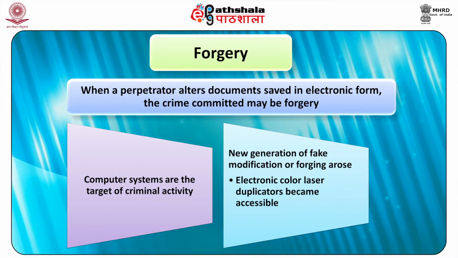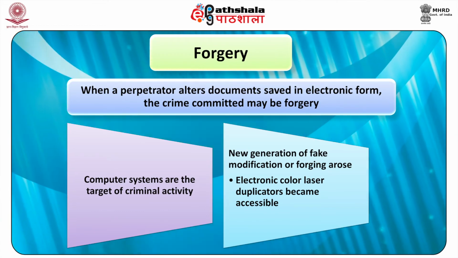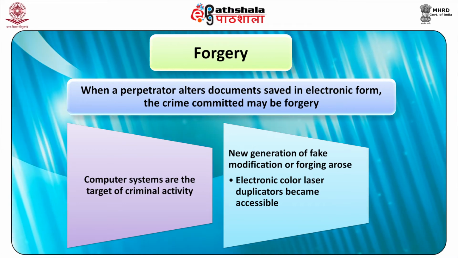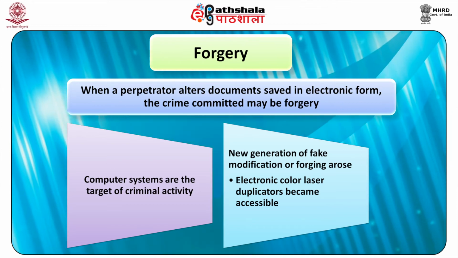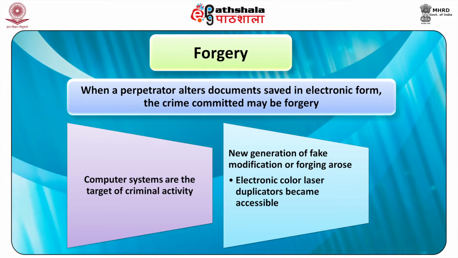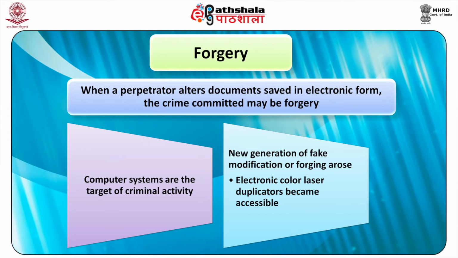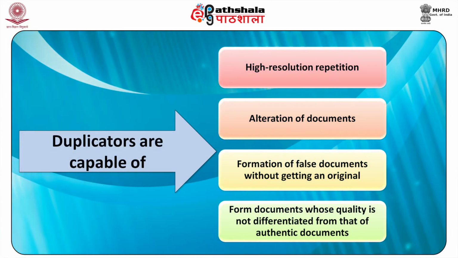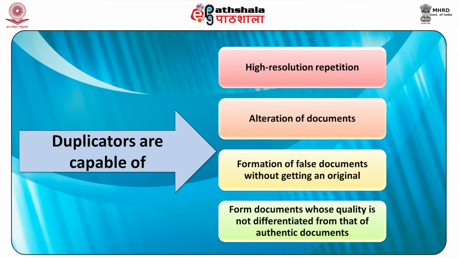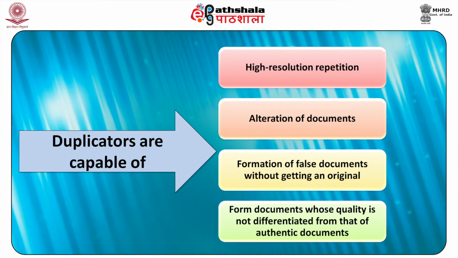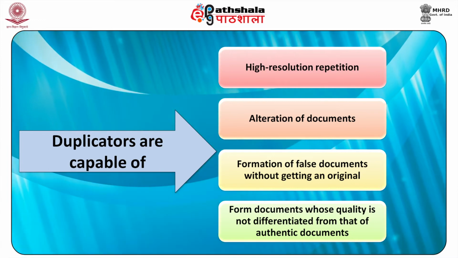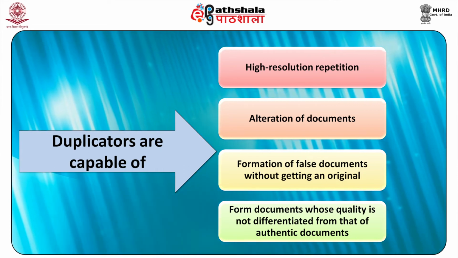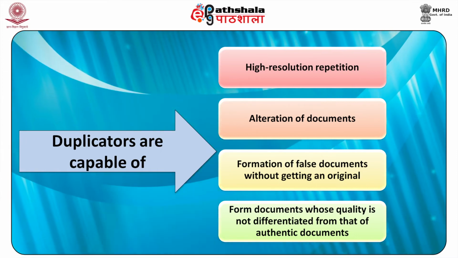In this instance, computer systems are the target of criminal activity. Computers, though, can also be used as tools with which to commit forgery. A new generation of fake modification or forging arose when electronic color laser duplicators became accessible. These duplicators are capable of high resolution reproduction, alteration of documents, and even the creation of false documents without an original, and they form documents whose quality cannot be differentiated from that of authentic documents except by an expert.